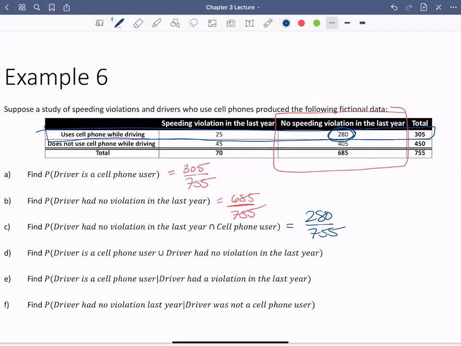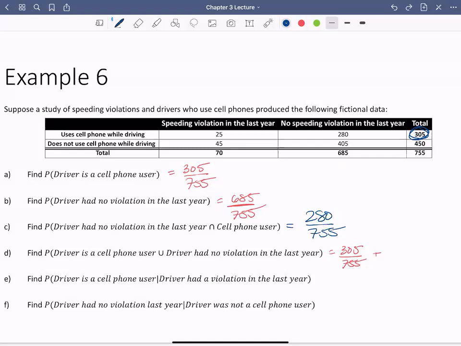So next it says, find the probability that a driver is a cell phone user or the driver had no violations in the last year. All right, we can do that. So first, the driver is a cell phone user. Right here, we already established this, 305 over 755. Or means we're going to add. The driver had no violation last year. So this driver had no violation right here.